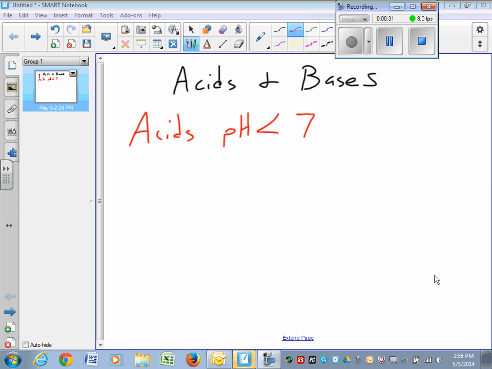Something else you guys know about acids is they turn litmus red. Litmus is a type of indicator paper, and it's called indicator because it changes colors in the presence of an acid.